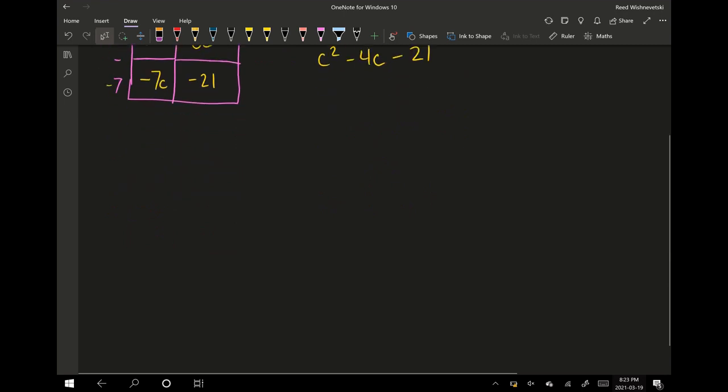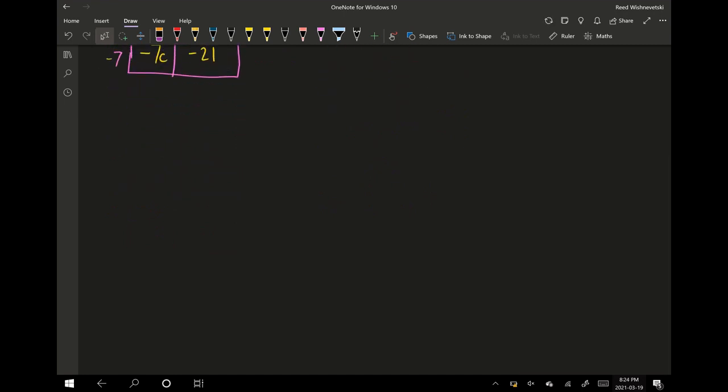Okay, so now we're just going to scroll down here a little bit, and we're going to do our second example using my favorite method, which is FOIL. Okay, so for this example, we're going to change the order of things around a little bit, and we're going to do 5 minus s and 9 minus s. Okay, so remember with FOIL, that means that we're going to do our first terms.